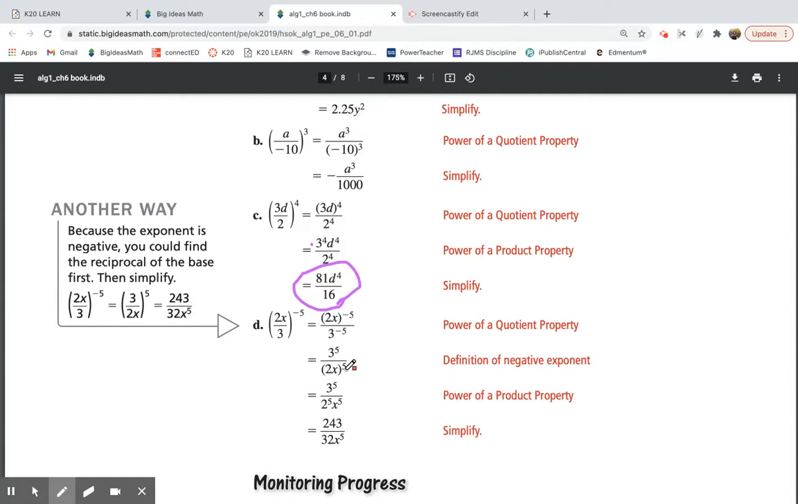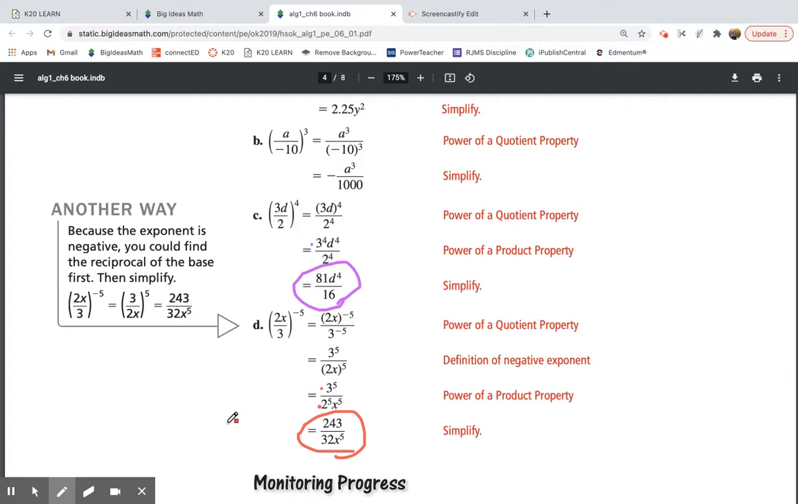So from here, I have 2 times x all raised to the fifth power, so I break that down even more. That means 2 to the fifth power times x to the fifth power. Then from here, we can solve. 3 to the fifth power is 243 over 2 to the fifth power is 32. We don't know x, so we keep it x to the fifth power.